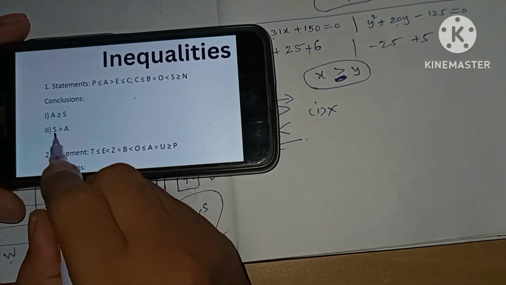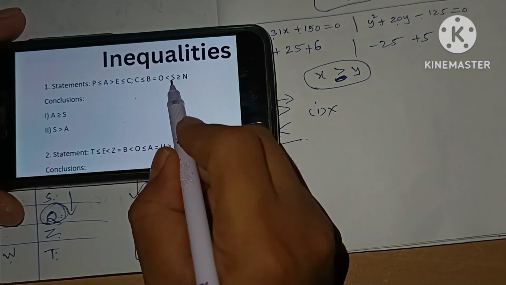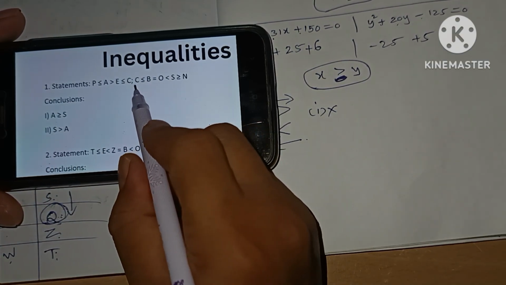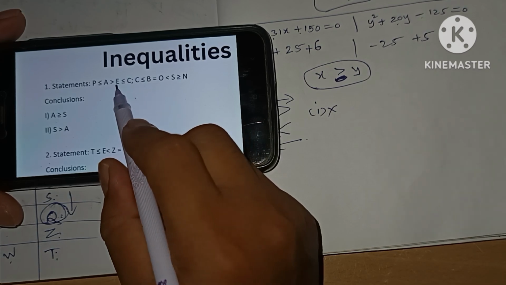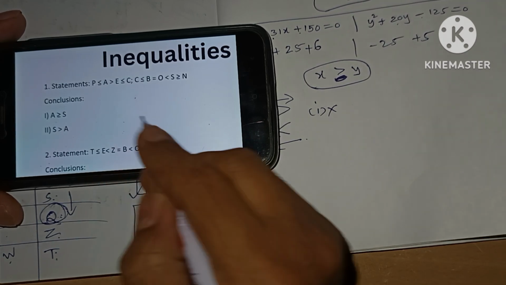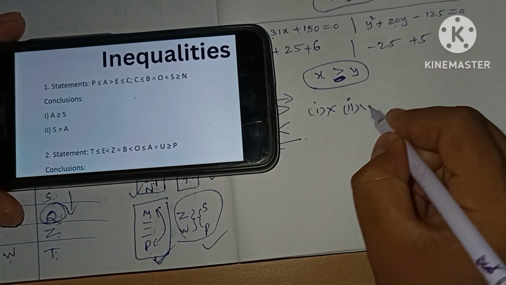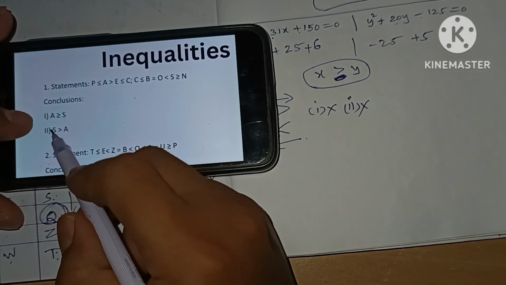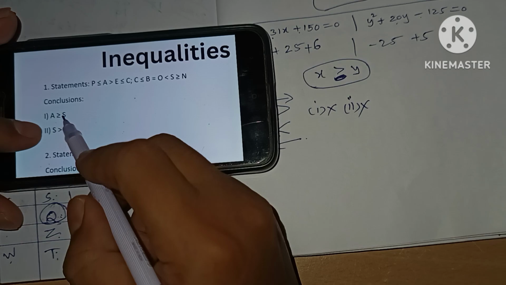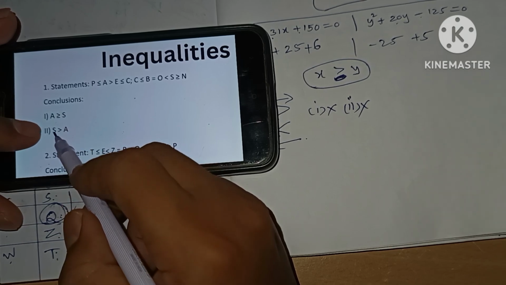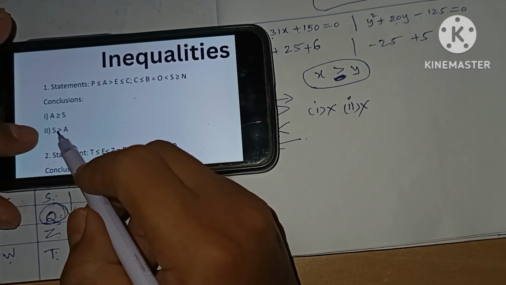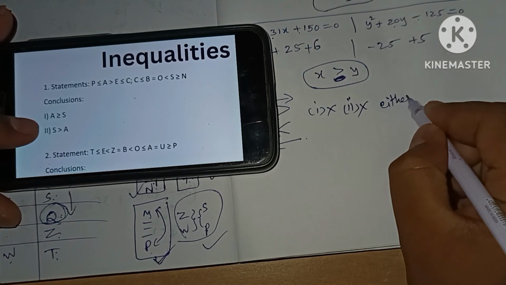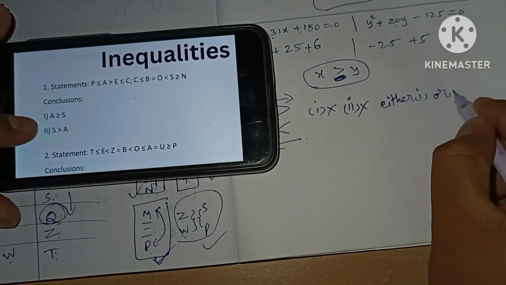Second one, the flow from S to A. From S we can reach to O, B and C. From C we can reach up to E but not to A. So the second conclusion is also false. But here both have S and A. S has lesser, equal to and greater. All three symbols are in between S and A. So it is either 1 or 2 is the answer for this one.